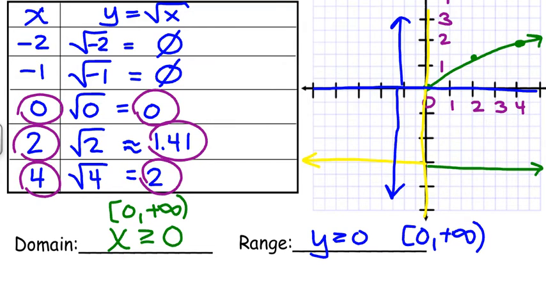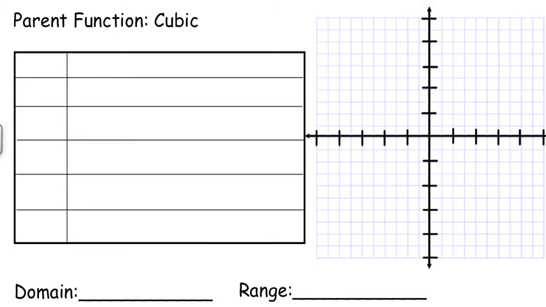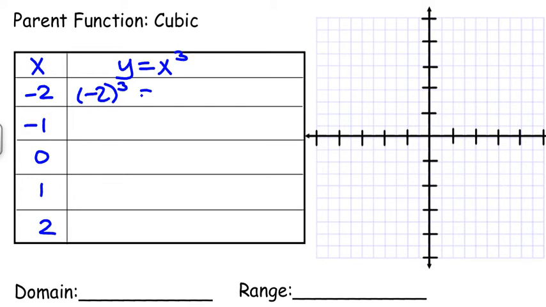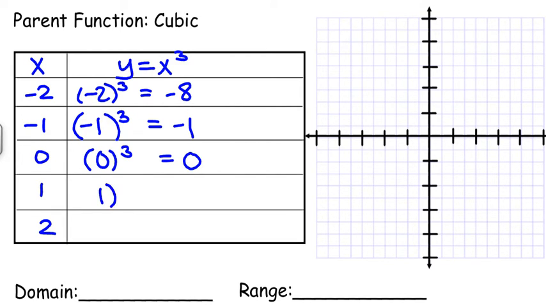Here's our last parent of this video, cubic. Y equals x cubed. So we're going to go ahead and plug some numbers in for x. So we'll choose -2, -1, 0, 1, and 2. So -2 times -2 times -2 is -8. -1 times -1 times -1 is -1. 0 times 0 times 0 is 0. 1 times 1 times 1 is 1. 2 times 2 times 2 is 8. All right, let's go ahead and graph this.